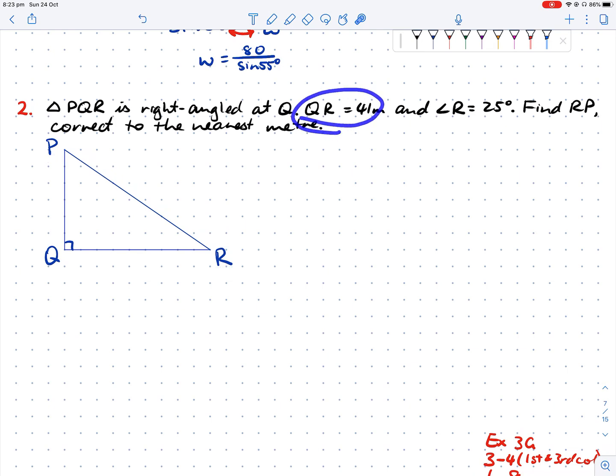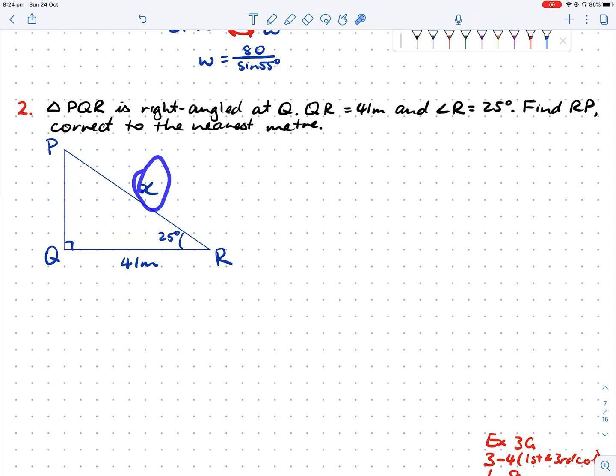We're told QR is 41 meters. So QR is here, 41 meters. And angle R is 25 degrees. So there we go, that one is 25 degrees. The question says, find RP correct to the nearest meter. RP is this line here, or PR, which means the same thing. So we'll just give it a pronumeral for now. I'm just going to use X. So that's the diagram that we're working with.